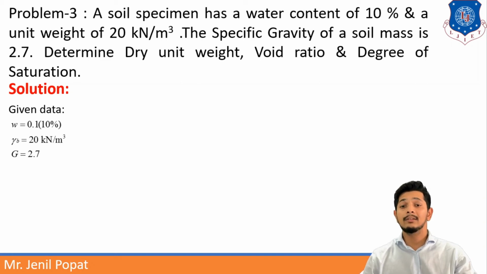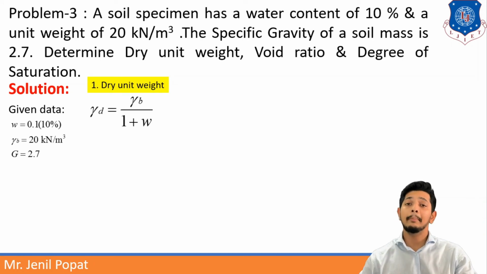Now we need to find three things. First of all, let us find out dry unit weight. For dry unit weight, I will use the formula gamma D is equal to gamma B upon 1 plus W. Here I am having gamma B and W both. Putting all the values of gamma B and W, gamma B as 20 and W as 0.1.